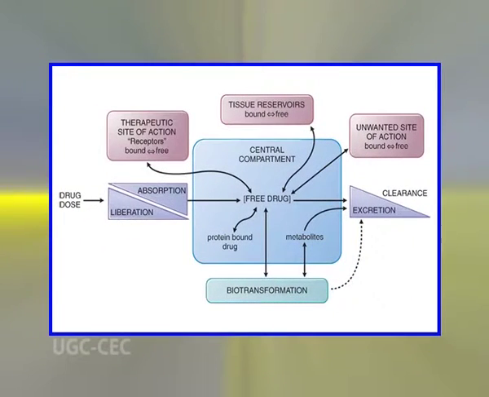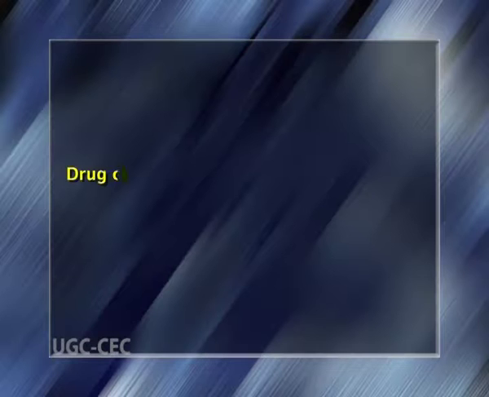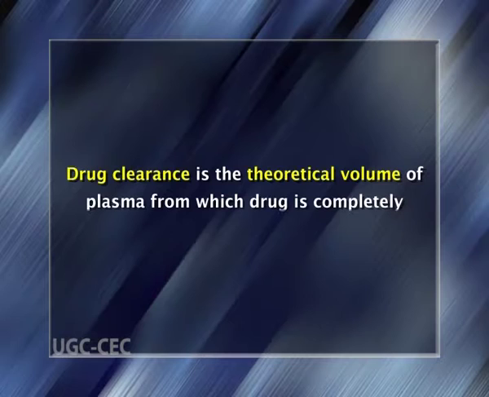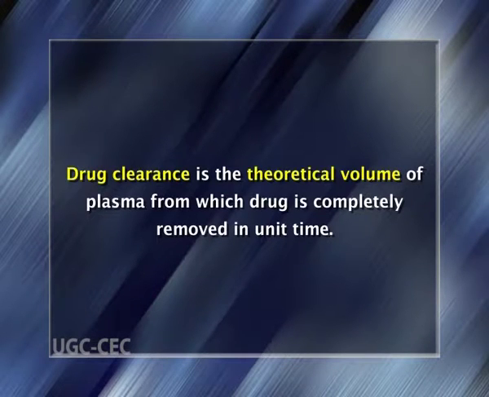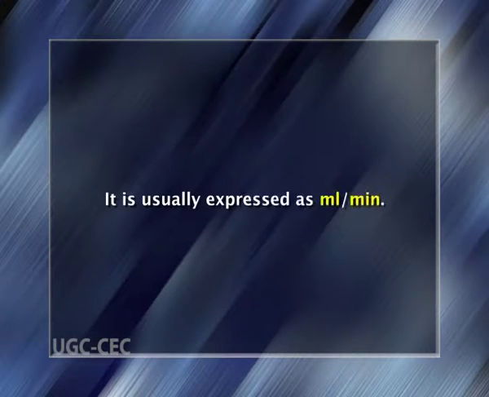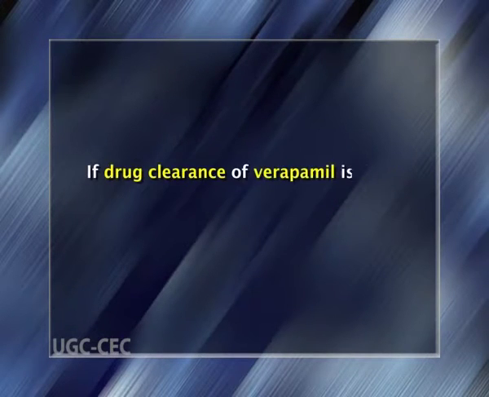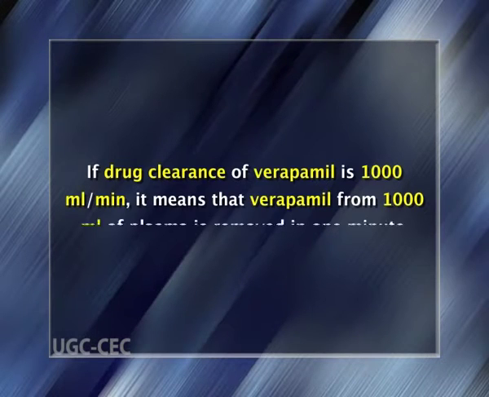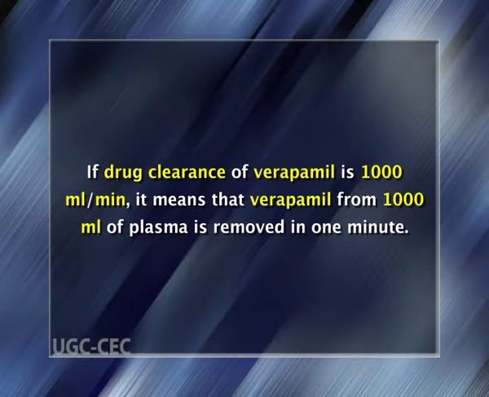In fact, drug elimination or drug clearance is the sum total of metabolic inactivation and excretion. Drug clearance is the theoretical volume of plasma from which drug is completely removed in unit time. It is usually expressed as ml per minute. For example, if drug clearance of verapamil is 1000 ml per minute, it means that verapamil from 1000 ml of plasma is removed in 1 minute.